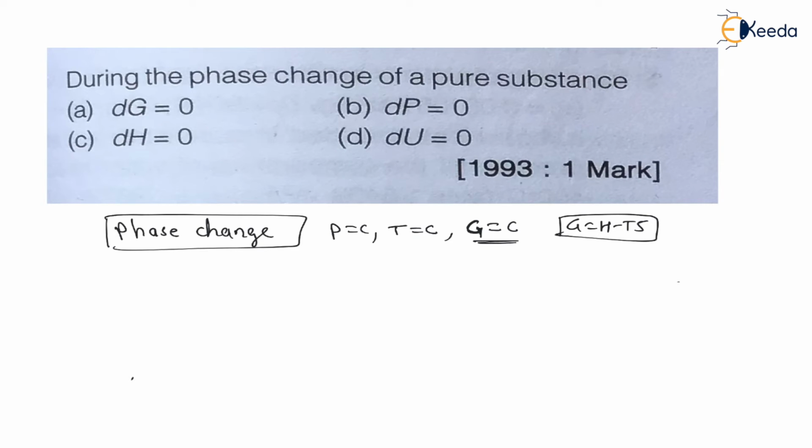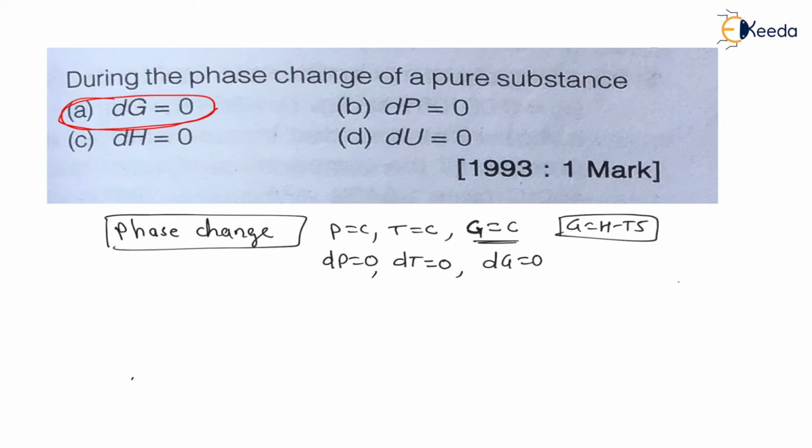This Gibbs function is also constant, and I have already explained this concept in the topic. Now, my dear students, therefore, change in pressure is 0. Pressure is constant means change in pressure is 0. Change in temperature is also 0, and change in Gibbs function is also 0, right? But here they have given change in Gibbs function 0, change in pressure 0, change in enthalpy 0, change in internal energy 0. Now from this you may say that option A as well as option B are correct. But my dear students, here only option A is 100% correct. Here we can say option B is half correct.